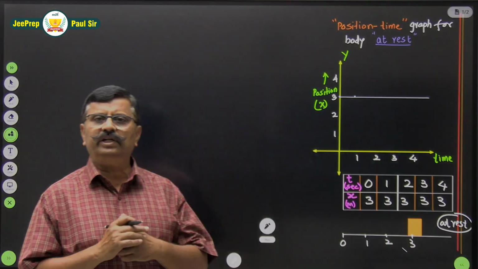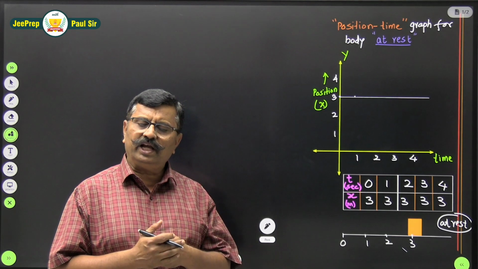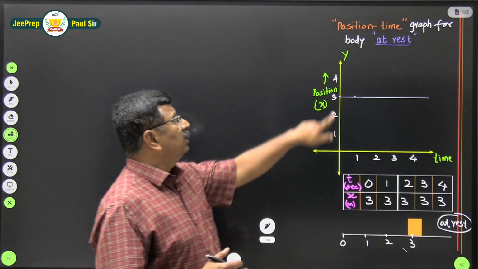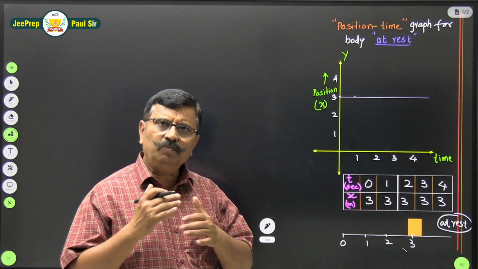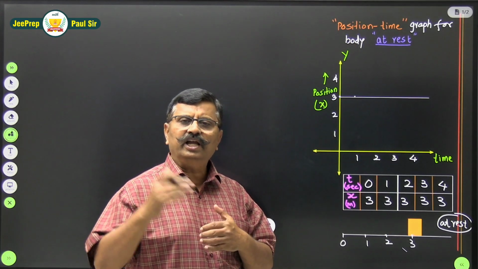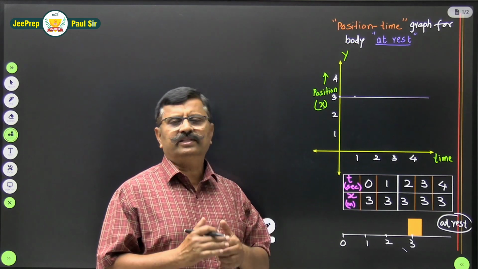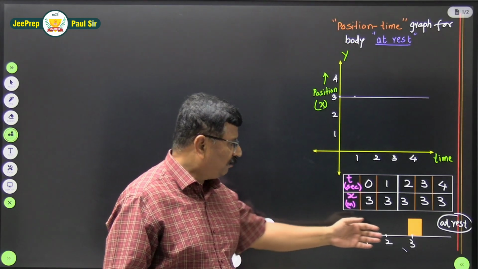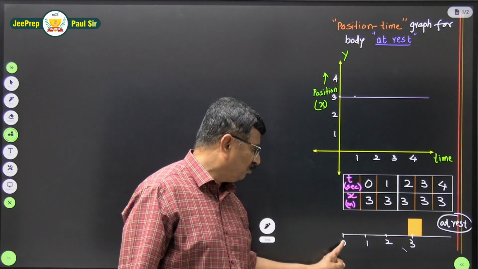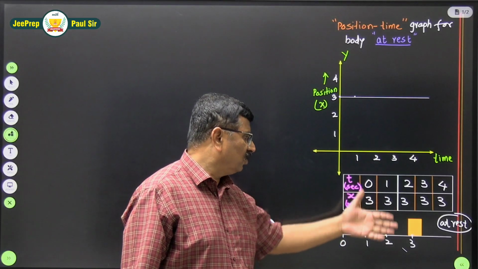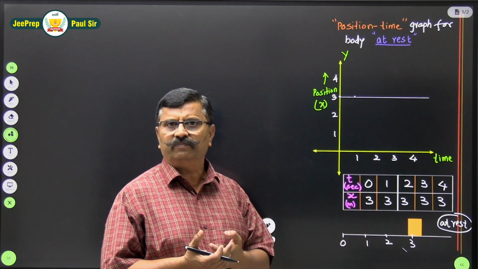Then what is the position versus time graph? We are plotting time along the x-axis while displacement along the y-axis. Now as the body is at rest, as the time increases, the body remains at that particular position. For example, take this case. I have kept a body of mass m at 3 meter from this reference point. Therefore, for the next 4 seconds the body is at 3 meter only.